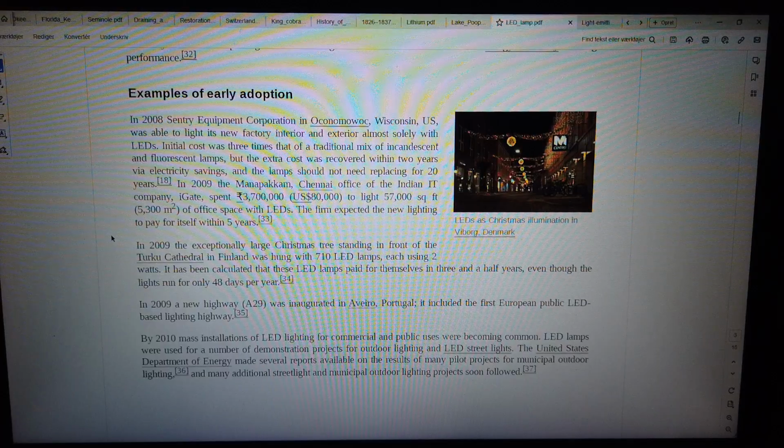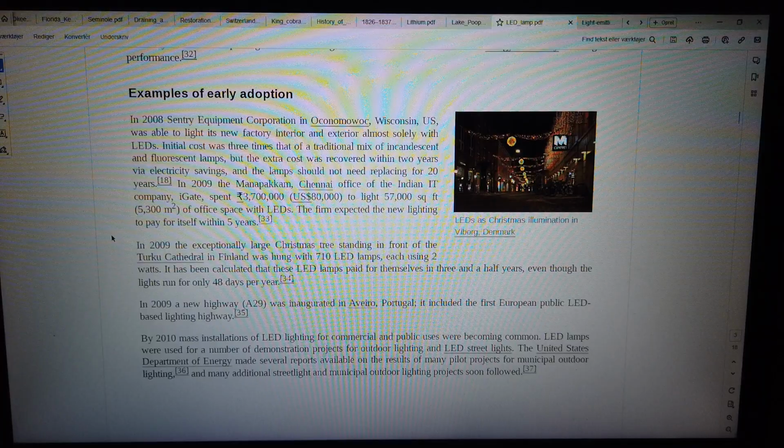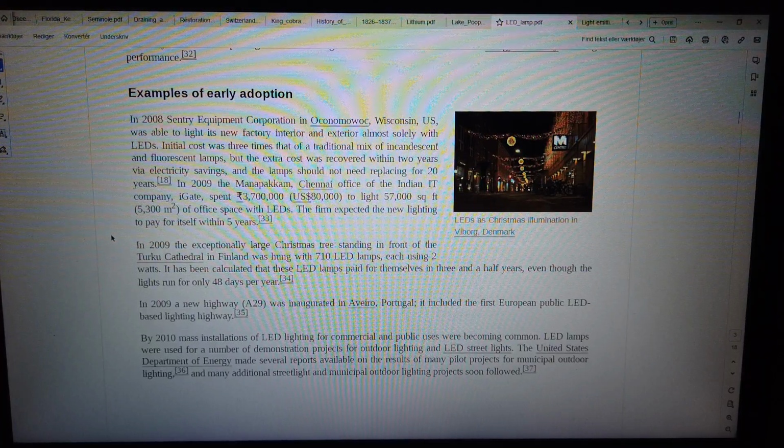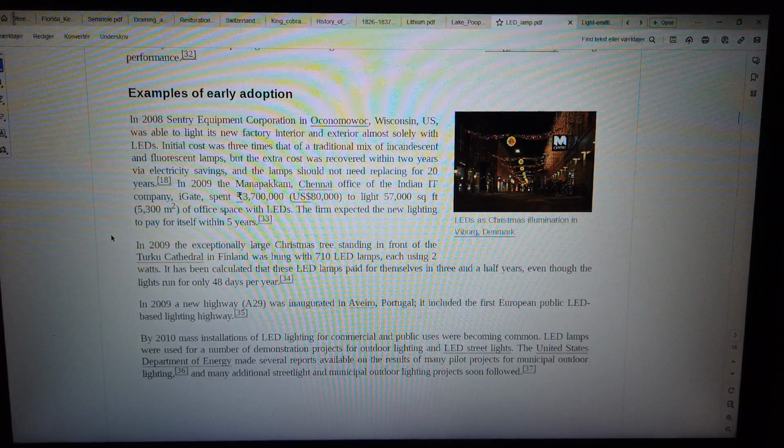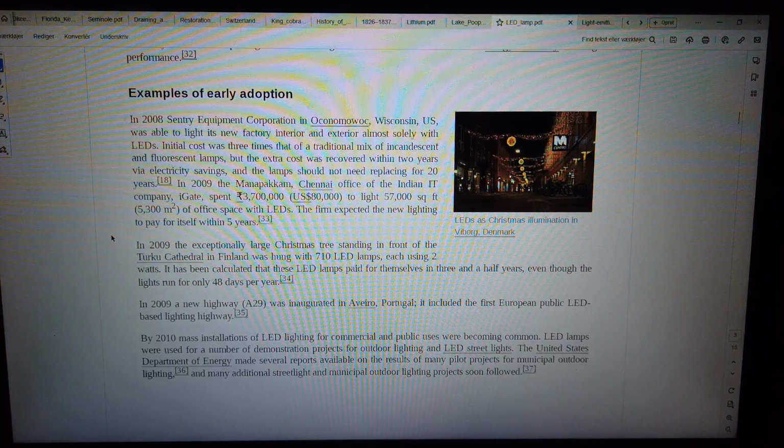Outdoor lighting and LED street lights. The United States Department of Energy made several reports available on the results of many pilot projects for municipal outdoor lighting, and many additional streetlight and municipal outdoor lighting projects soon followed.